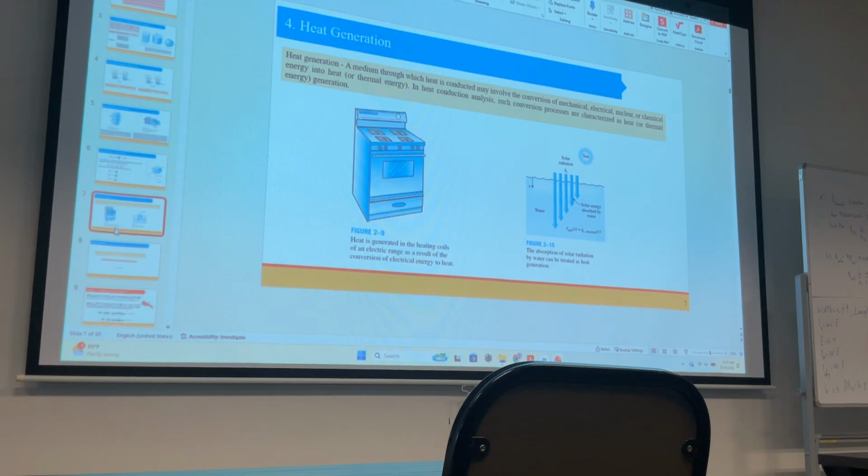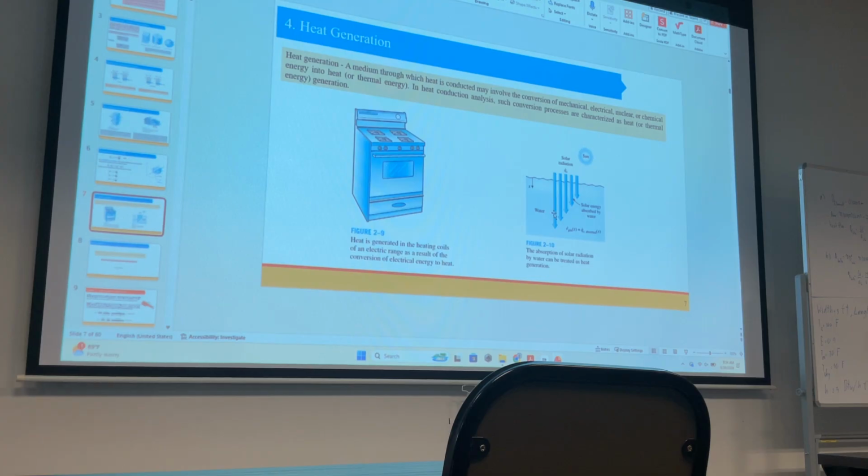Then we have heat generation. We also covered this topic in our last class. What is heat generation? Whenever you give heat to an object, sometimes heat is generated in that system, in that object. For example, here the sunlight is passing through the water, right? As a result of the sunlight, the water is getting heated up. So that temperature rise in the water is heat generation.